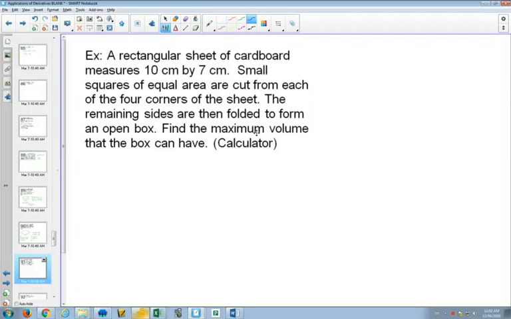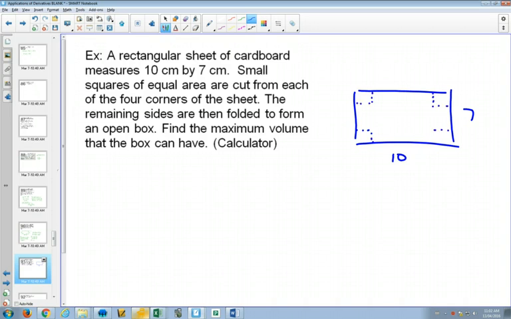Okay, so more max-min problems. You've got a piece of cardboard that's 10 centimeters by 7 centimeters. So if we draw a picture of this, and if you cut out squares out of the corners, and fold it up, you make a box. So if you have a piece of cardboard at home, you now know you could make a box out of it.